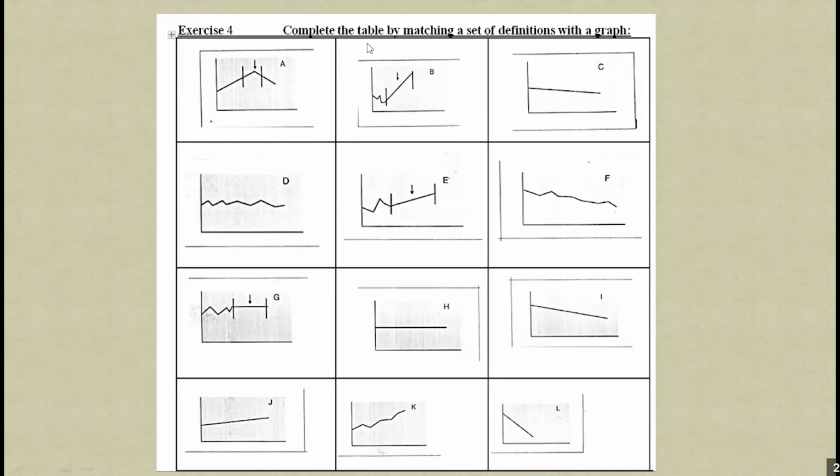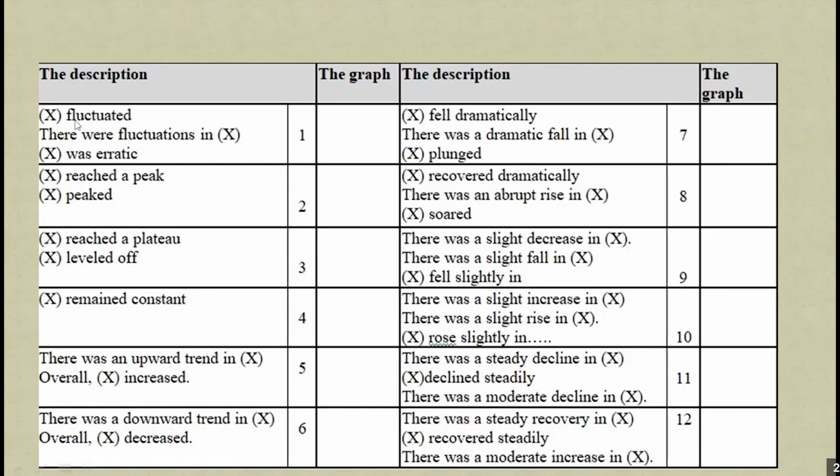In this exercise, what you need to do is to complete the table. We have some descriptions. You need to match descriptions with the correct letter. First, I'm gonna show you the lines that you're supposed to choose from. These are the lines. You may take a screenshot from here or something. These are the lines A, B, C, D, E, F, G, H, I, J, K, L. And here are the descriptions. What you need to do is to match these descriptions with the lines from the previous exercise.